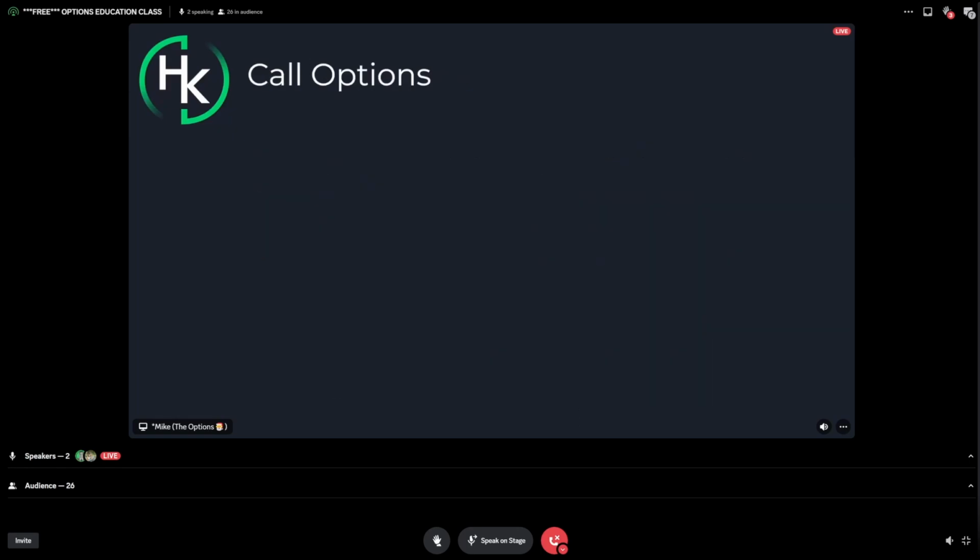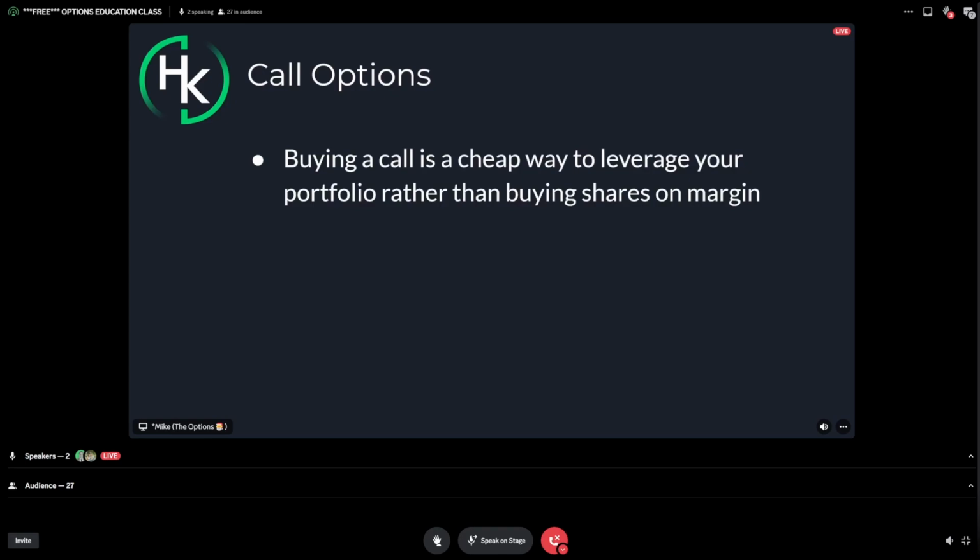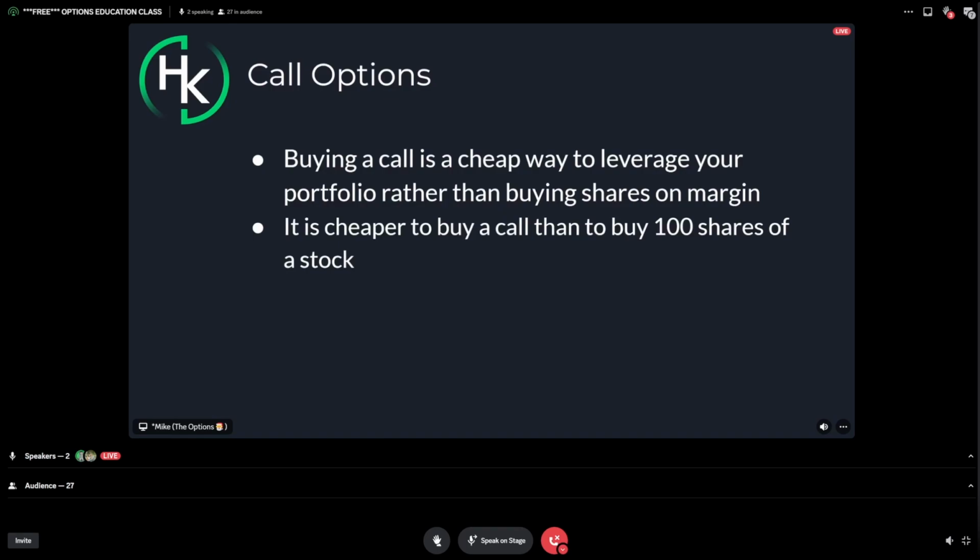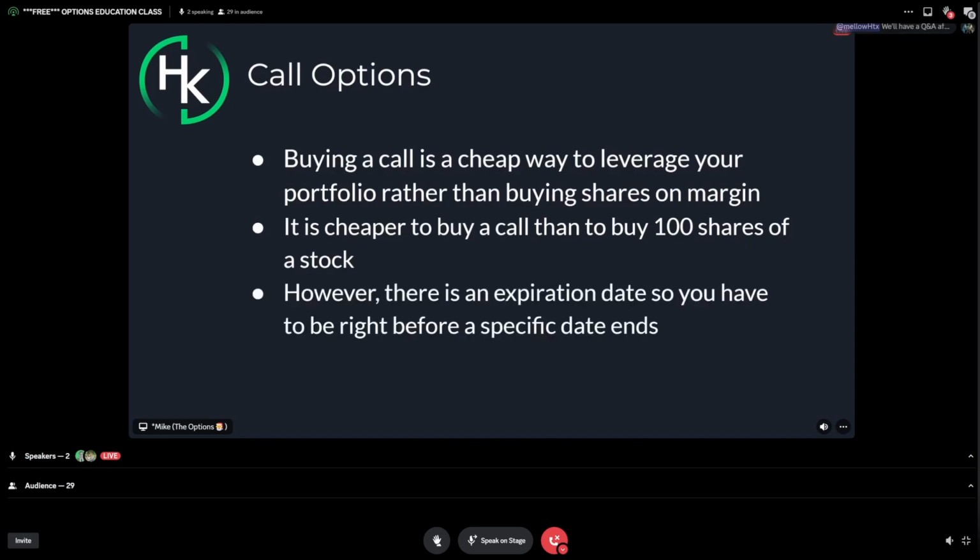But now let's go over call options. Buying a call is a cheap way to leverage your portfolio rather than buying shares using margin, because it's cheaper to buy a call than it is to buy 100 shares of stock. People with small accounts, or just people that want to leverage a trade, can benefit from buying calls.